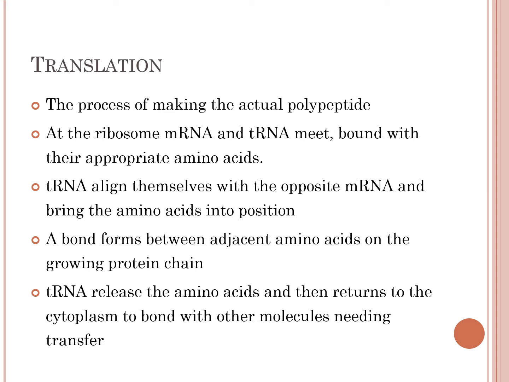Translation is the process of making the actual polypeptide or protein. At the ribosome, messenger RNA and transfer RNAs meet, bound with their appropriate amino acids. Transfer RNA aligns itself with the opposite messenger RNA and brings the amino acids into position. A bond then forms between adjacent amino acids on the growing protein chain, and transfer RNA releases the amino acids and then returns to the cytoplasm to bond with other molecules needing transfer.